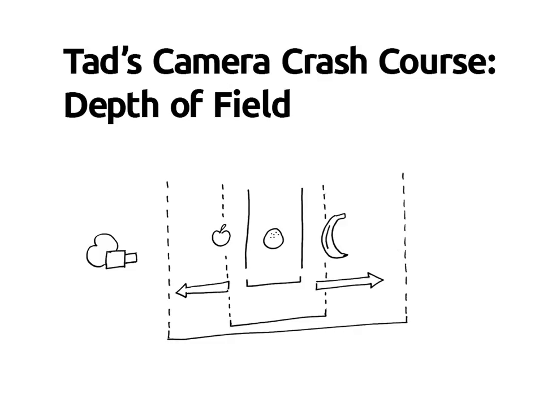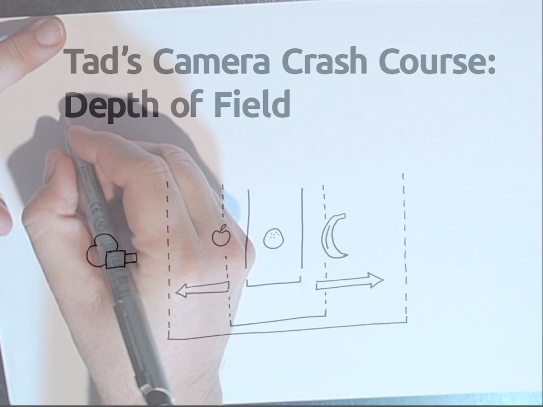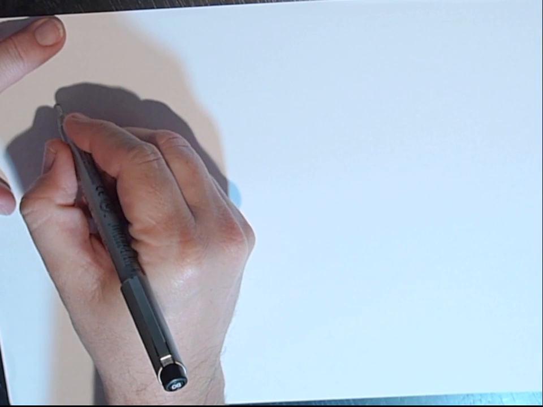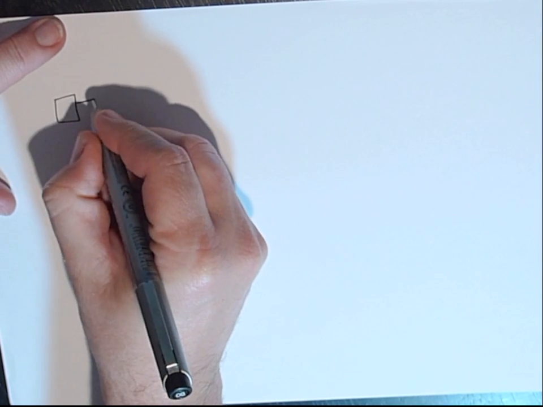So let's talk about focus and depth of field. Focus is basically how sharp things are in the frame, and depth of field refers to how much of your scene in your shot is in focus at one time. So if we think about focus and depth of field, we'll draw a little diagram here.